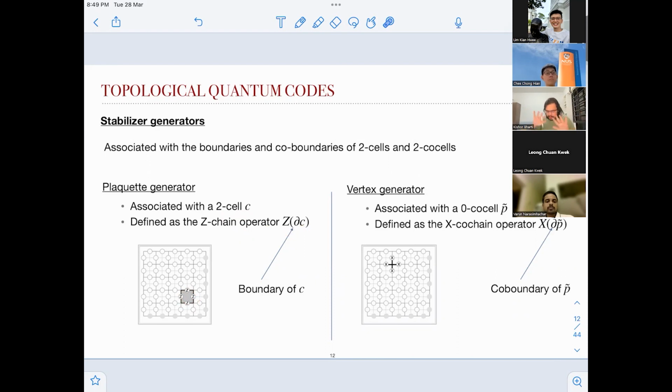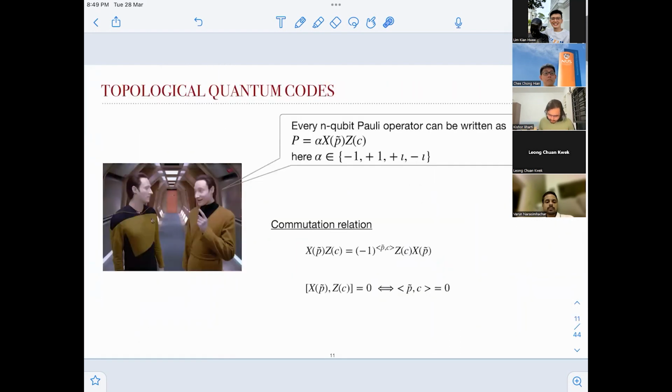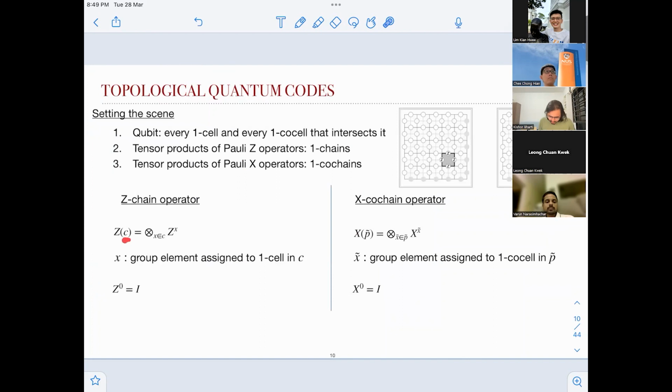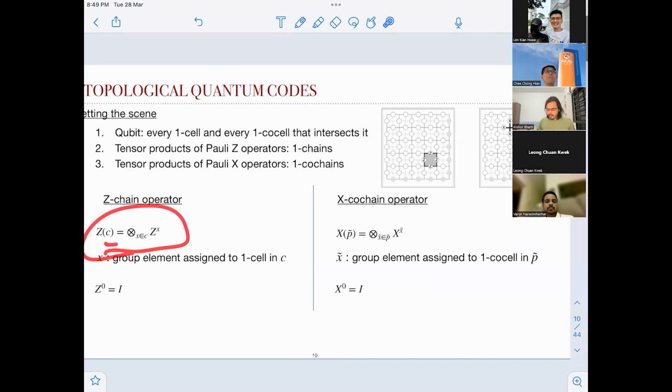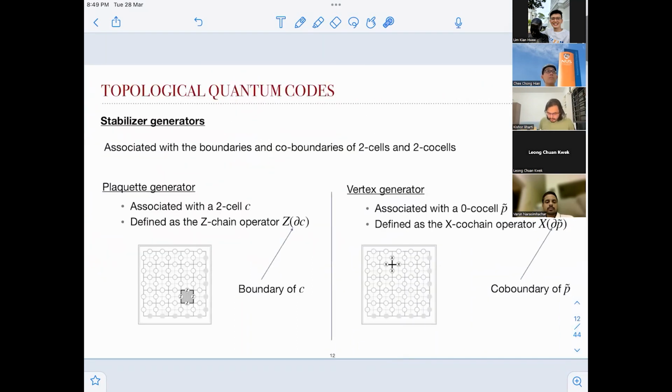Corresponding to the boundary chain that you have here, you have Z acting on those sites. Delta C is also a chain, right? As we defined before, delta C will be another chain, a boundary chain, and corresponding to that you can define a Z chain operator. We are claiming that it will form a stabilizer. Similarly, for the vertex generator, you can define it in terms of X, where delta tilde is a co-boundary of P tilde. Now, the question is, why should it be a stabilizer?